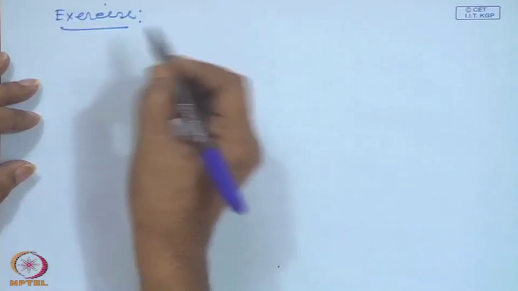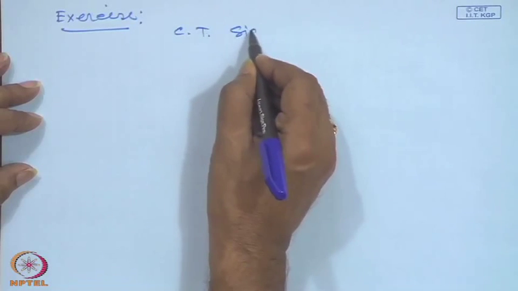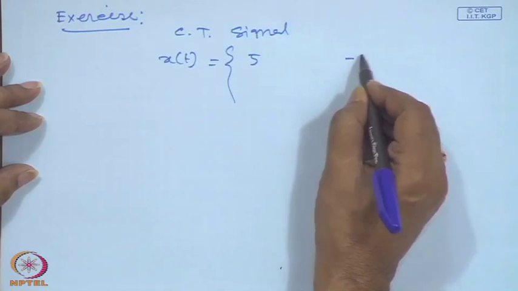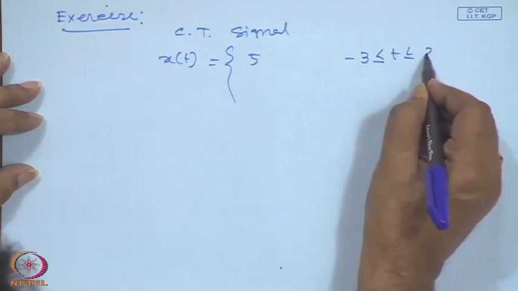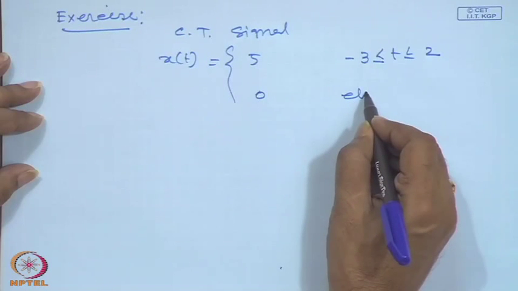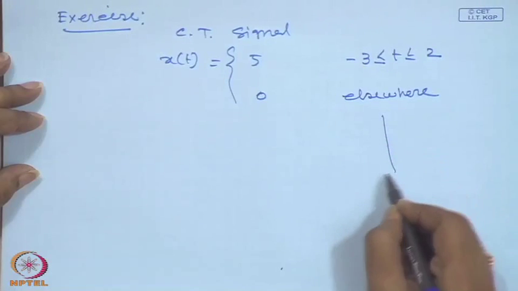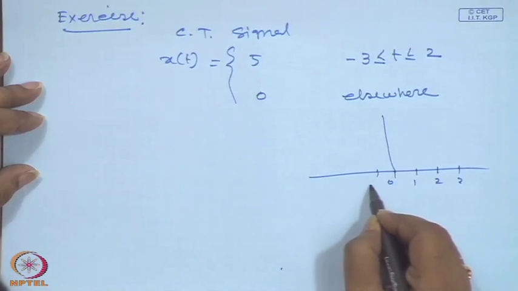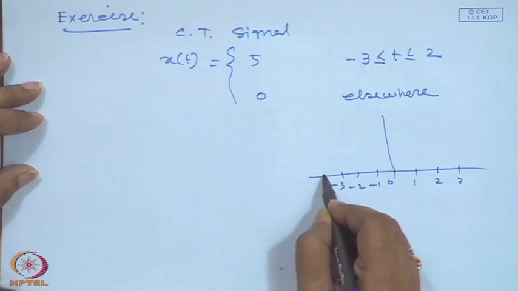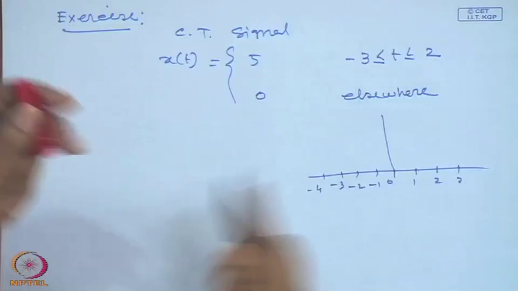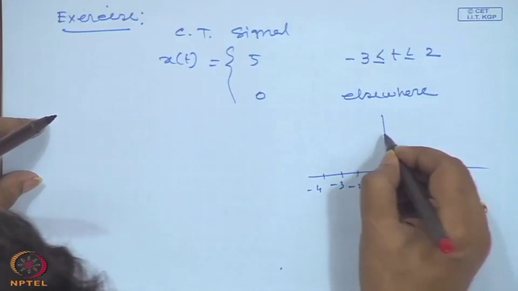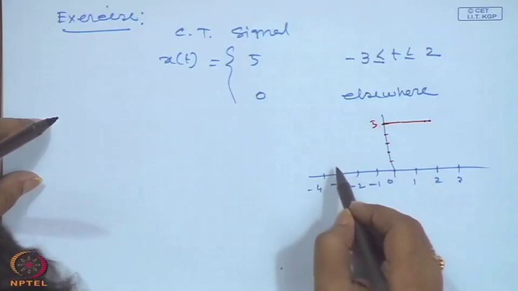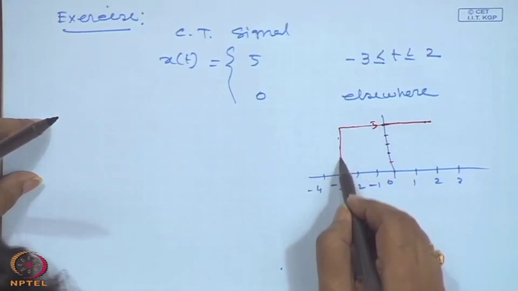now we have a continuous time signal, that x of t is equal to 5 when t is between minus 3 and 2, and 0 elsewhere. That means if you see the signal, on the axis 1, 2, 3, 0, minus 1, minus 2, minus 3, the signal is like this. Let us call this 5. The signal continues up to 2 on one side, and up to minus 3 on the other. After that, it is 0.